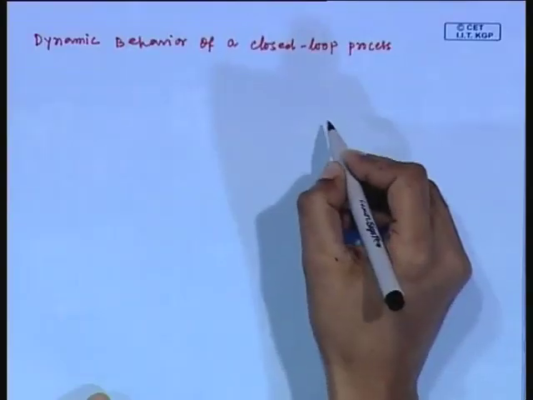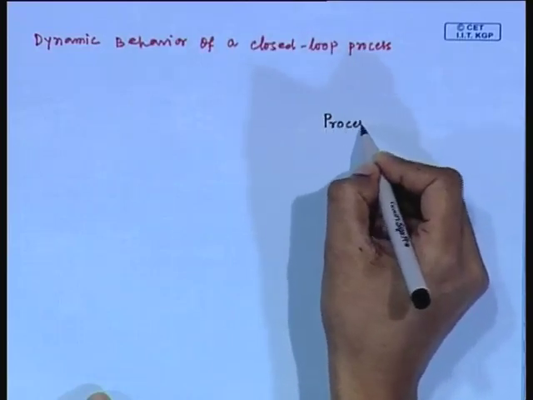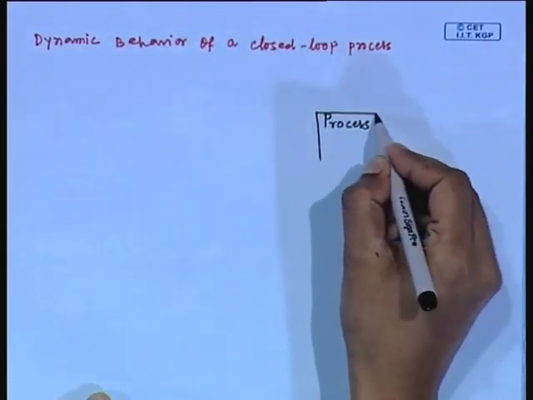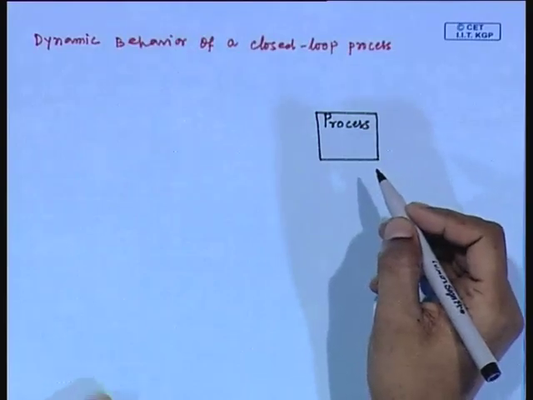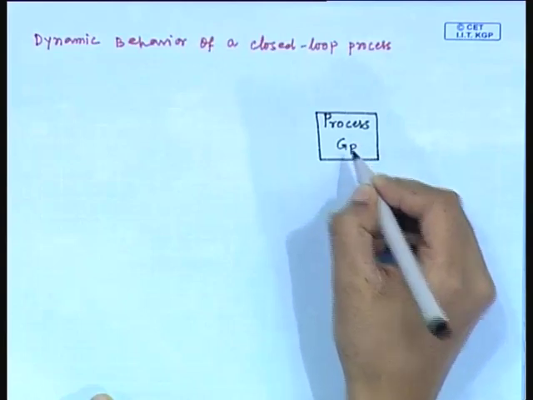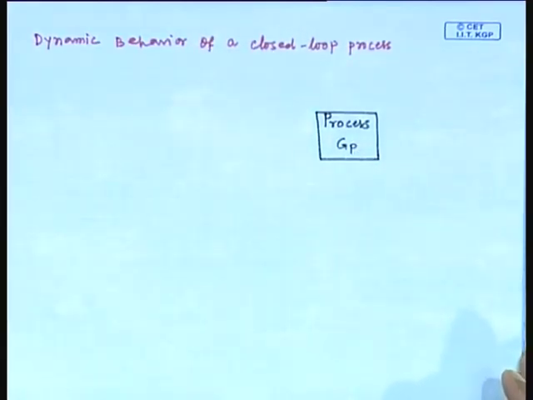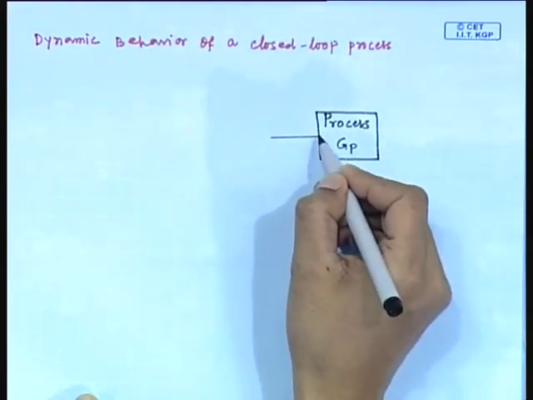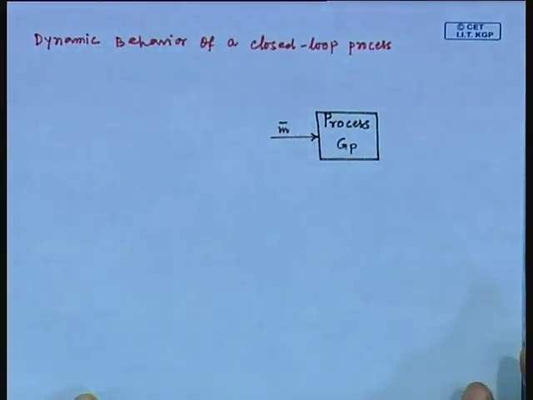Now, to discuss this we need to develop the block diagram of the closed loop process, which we already discussed in the previous class. So, I am just redrawing the block diagram of a typical closed loop process. This block is representing the process having the transfer function of G_P. M is the input to the process, which is the output of the final control element.